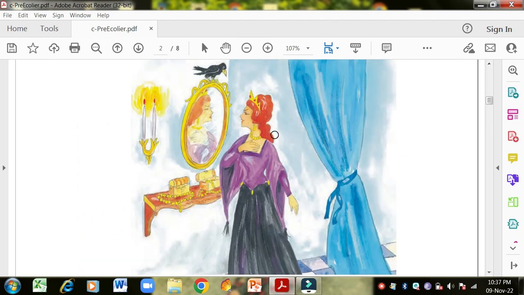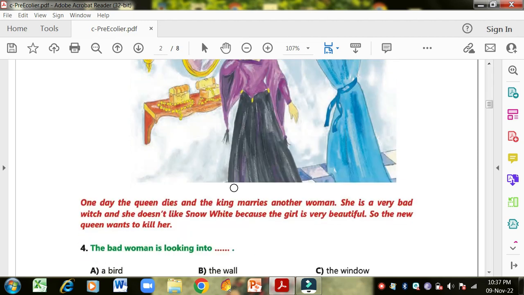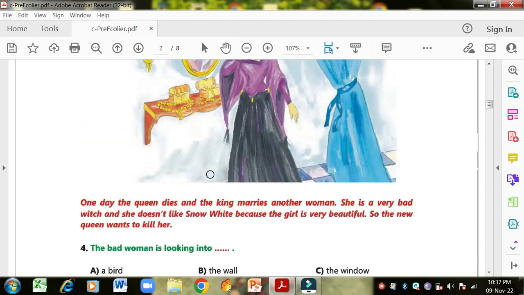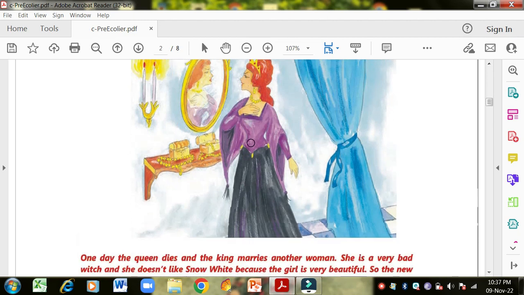Now see on her head what she is wearing. She has brown hair and she is wearing something called a hat, gloves, skirt, coat or jeans. What is she wearing? Now you can see, is she wearing a hat? See, is there any hat on her head?